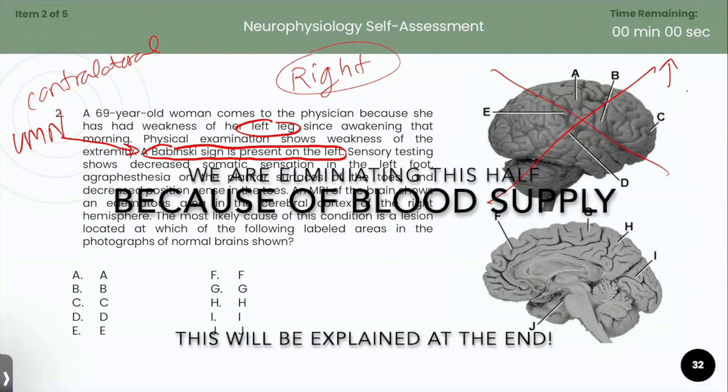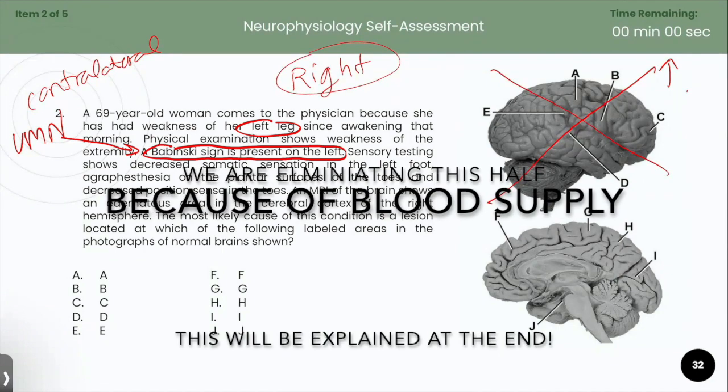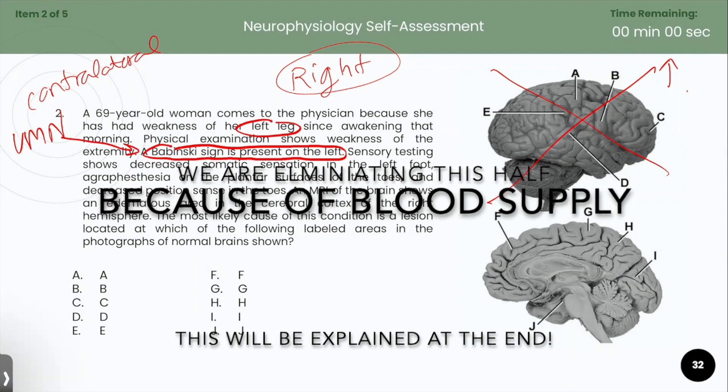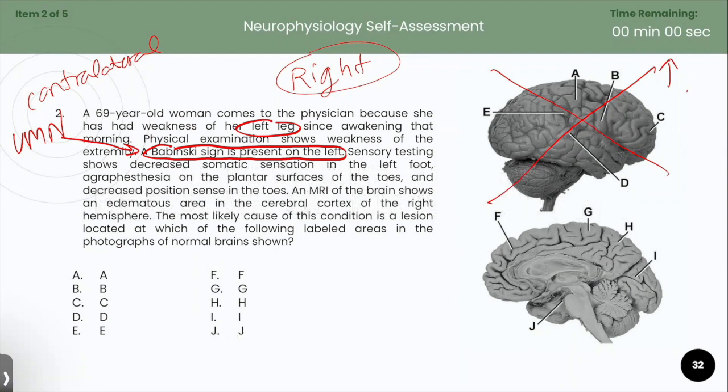Sensory testing shows decreased somatic sensation in the left foot, agraphesthesia on the plantar surfaces of the toes, decreased position sense in the toes. An MRI of the brain shows an edematous area in the cerebral cortex of the right hemisphere. The most likely cause of this condition is a lesion located at which of the following labeled areas in the photographs of the normal brain.